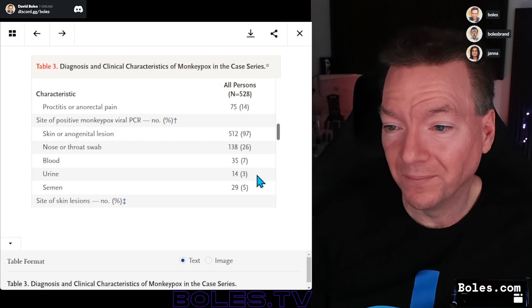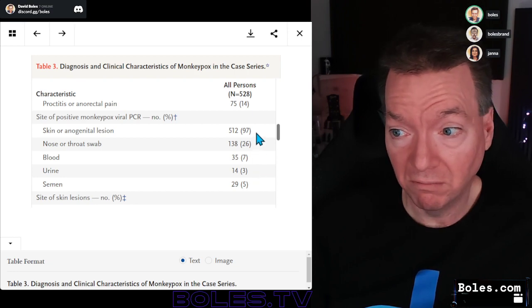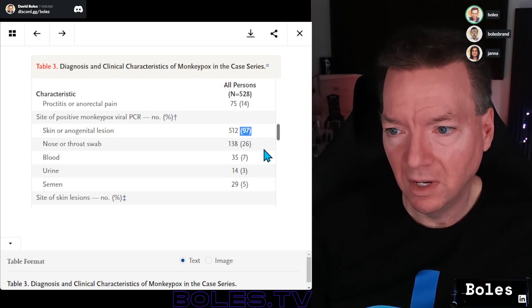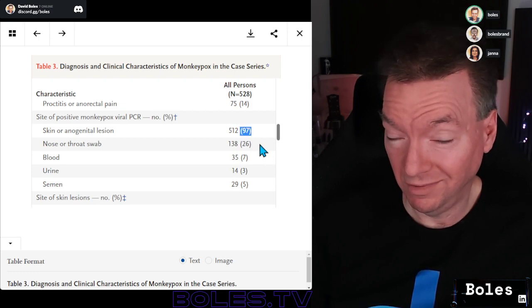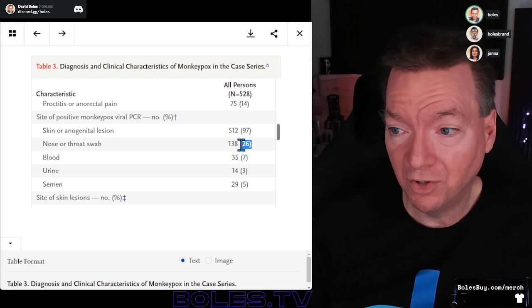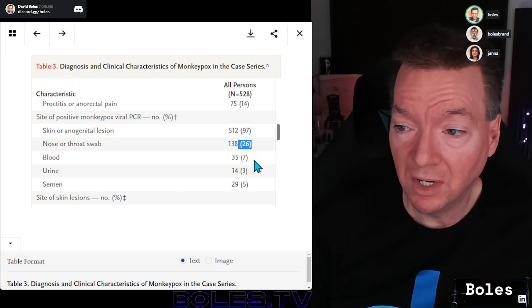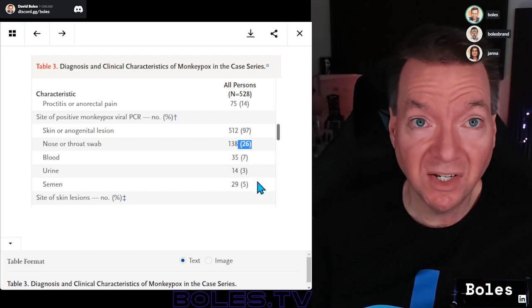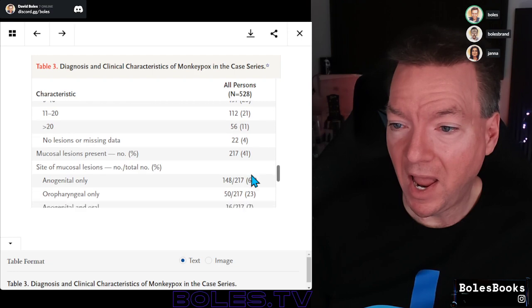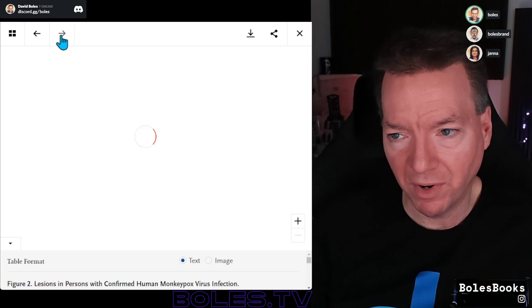Where is the site of the monkeypox? Mainly on your skin, your arms, your penis, your anus, 97%. In your nose or in your throat, oral sex, okay, it's all right, 26%. Blood transfer, some people bleed when you have sex in unusual places, 7%. Urine, 3%. Semen, 5%. Description of the rash. Treatments used. Fascinating stuff. It's a very deep read.